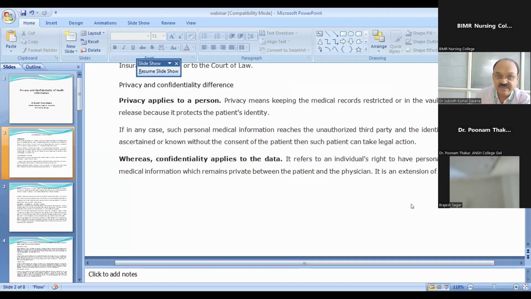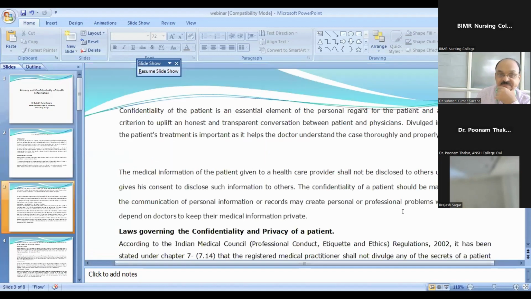Whereas confidentiality applies to the data. It refers to the individual's right to have personal and identifiable medical information remain private between the patient and the physician. It is an extension of privacy. Confidentiality of the patient is an essential element of personal regard for the patient and also essential to uplift honest and transparent conversation between patient and physician. Divulging information about the patient's treatment is important as it helps the doctors understand the case thoroughly and properly.